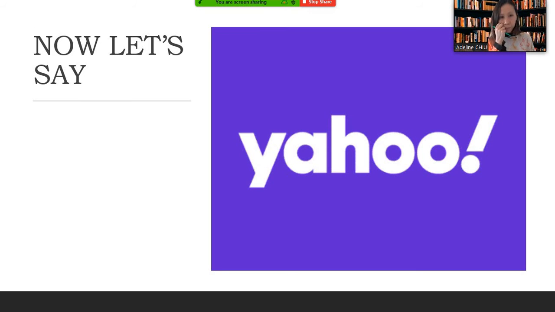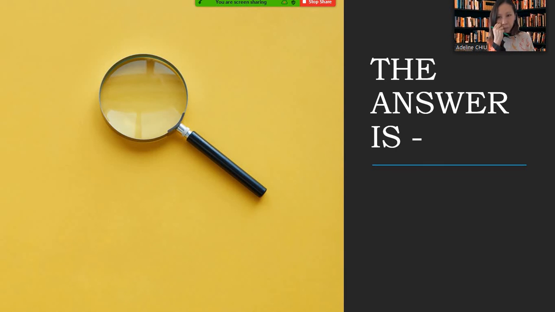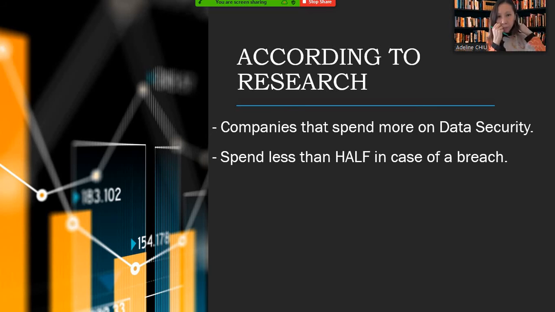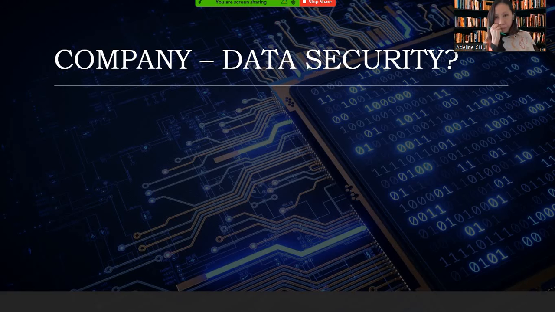Now let's say Yahoo chose to invest a lot in data security before the data breach occurred. Would it have made a difference for Yahoo? Well, the answer is yes. According to research, companies that spend more on data security have to spend less than half as much in case a data breach occurs. Now, you might ask me, how can companies implement data security? They can implement data security in two ways.